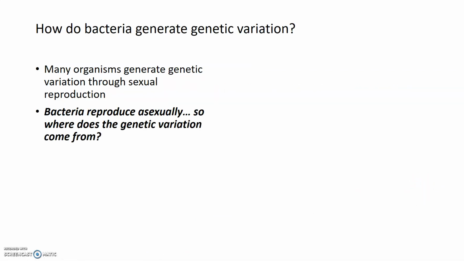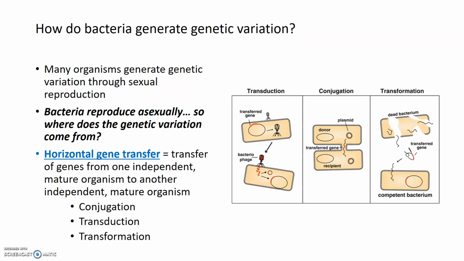Most organisms generate their genetic diversity or genetic variation through the process of sexual reproduction. But as we talked about in the last class, bacteria reproduce asexually, and so they need another source from which to get genetic variation. One of those sources is mutations. The other comes from what's known as horizontal gene transfer, which is the transfer of a gene from one independent and mature organism to another mature organism.